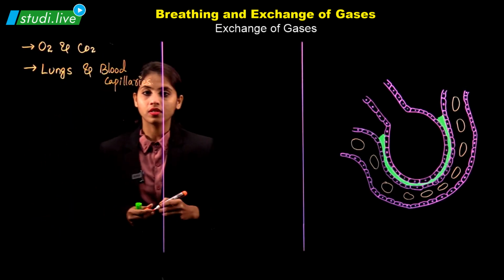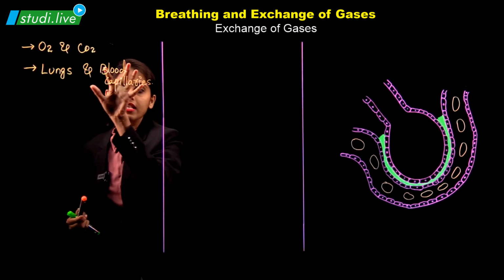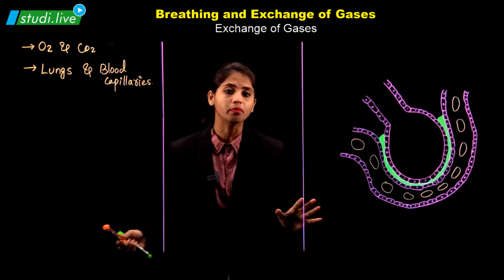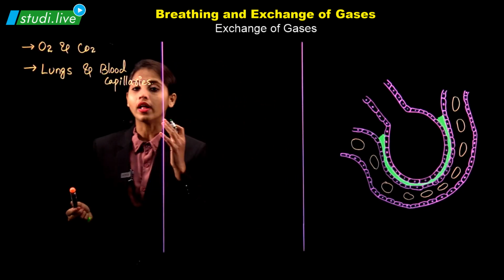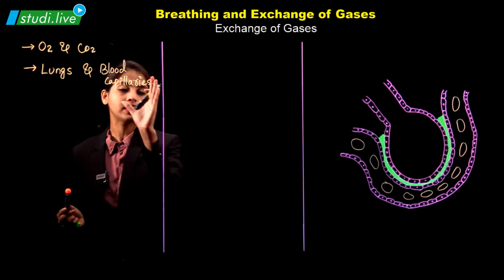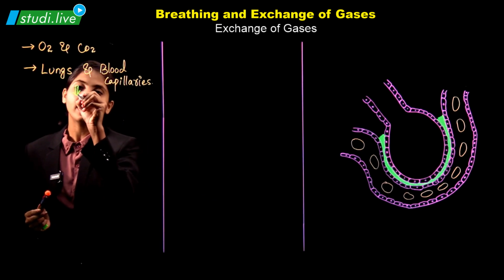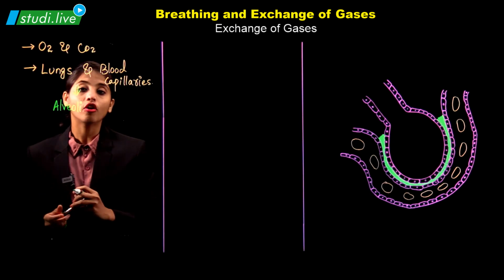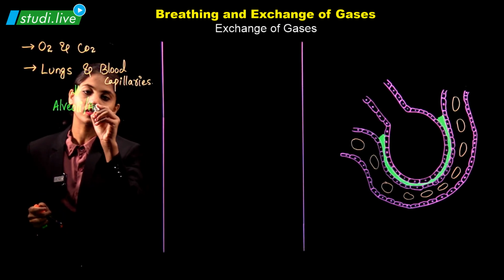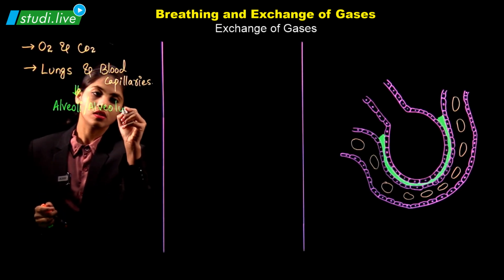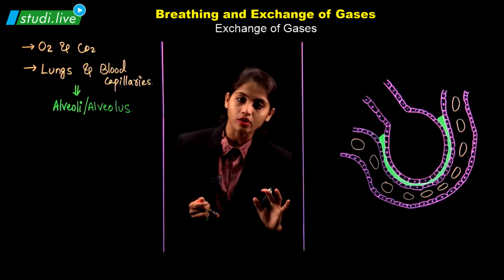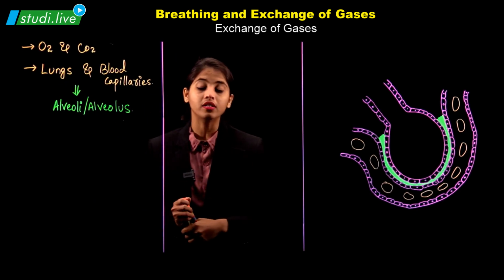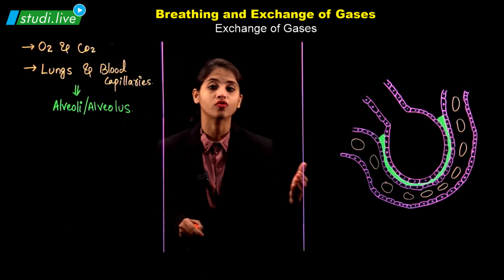Okay students, so between the lungs and the blood capillaries, there is one important thing without which the lung is completely incomplete. So what is that one thing which connects or joins the lungs and the blood capillaries? That is, very importantly, the alveoli, or the singular of alveoli, alveolus. Are you understanding, students? This is a very important thing which joins the lungs and the blood capillaries, with the help of which the exchange of the gases takes place.